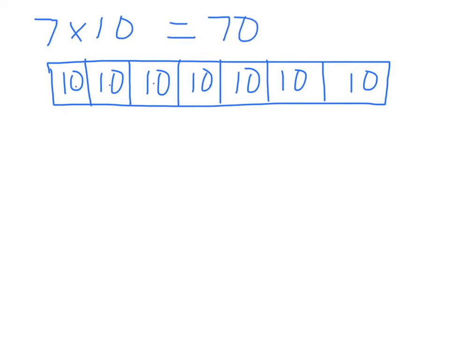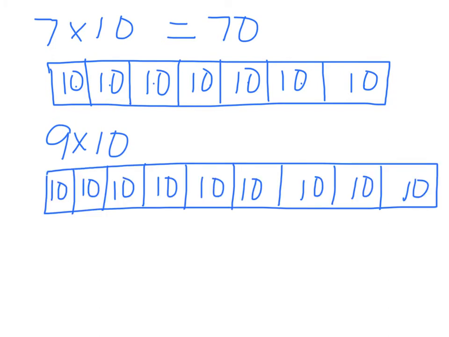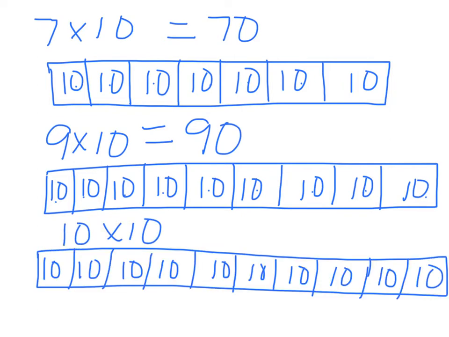10, 20, 30, 40, 50, 60, 70. If we look at 9 times 10, that means we have 9 tens. 10, 20, 30, 40, 50, 60, 70, 80, 90, for an answer of 90. Now, if we look at 10 tens, that means we have 10 tens. 10, 20, 30, 40, 50, 60, 70, 80, 90, 100, to give us an answer of 100. Are you noticing a pattern yet?